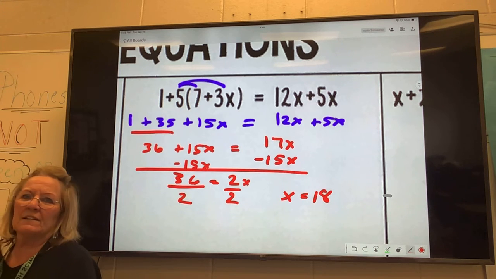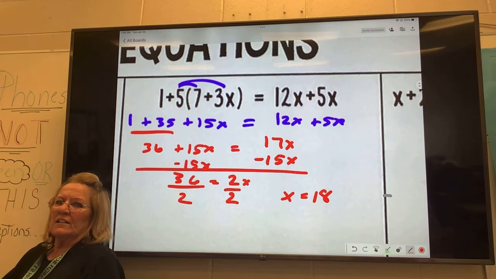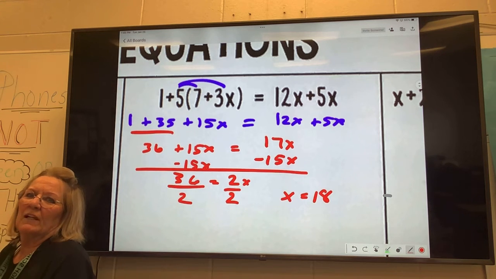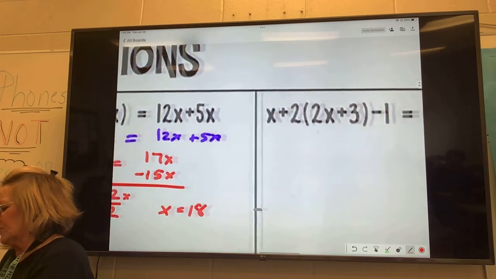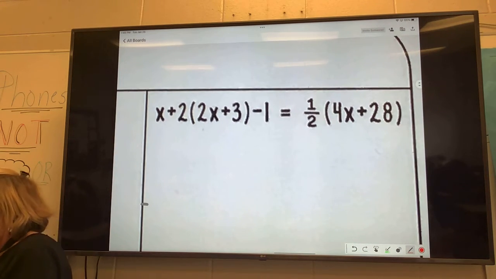Okay, it takes practice. It doesn't take looking out the window. Takes practice. Pay attention up here, folks. I know I'm trying to get off of here so you can start doing what you need to do. Okay, I'm going to distribute here.